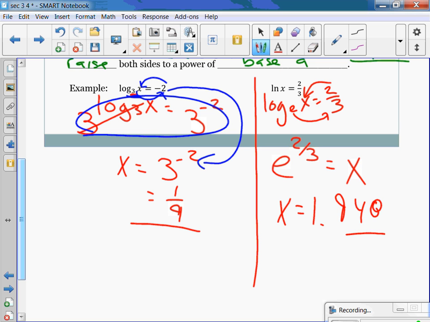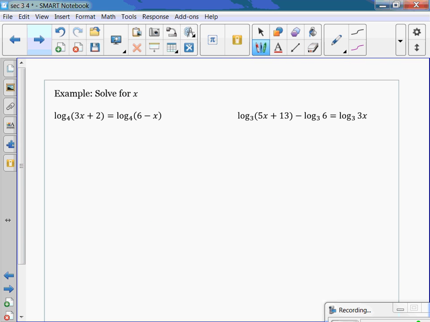What about this one? You just said it equal to something. The base is missing. Absolutely. Since I have the same base, this just becomes a 1-to-1 property.